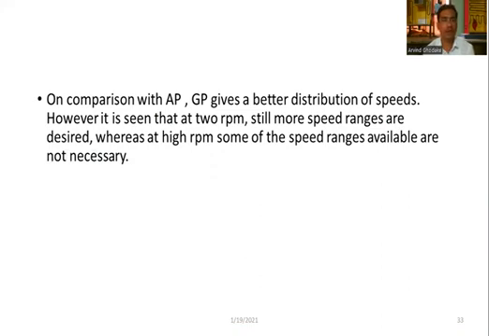However, it is seen that at low RPM, still more speed ranges are desired, whereas at high RPM, some of the speed ranges available are not necessary. Means in geometric progression, there is somewhat of an advantage, or better distribution of the speed, as compared with the arithmetic progression.